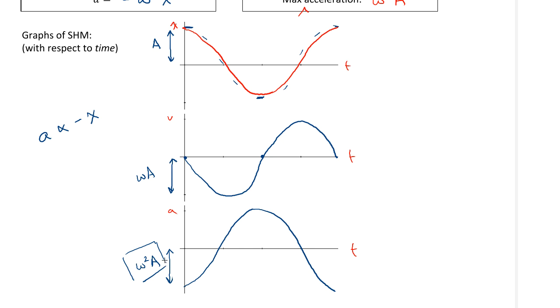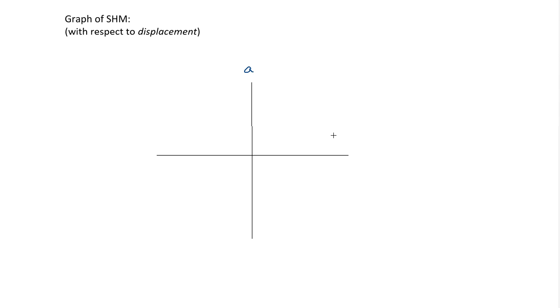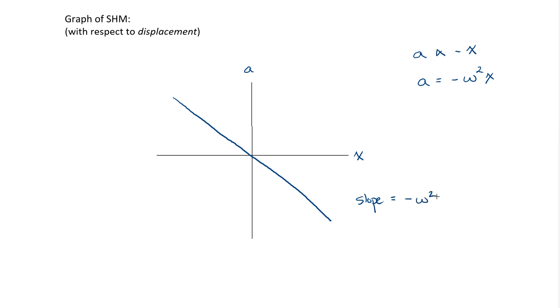Now let's finish up by looking at acceleration displacement graphs. So if we want to graph acceleration versus displacement, again, acceleration is proportional to the negative of displacement in simple harmonic motion, and now we've seen that acceleration is equal to the negative of the angular frequency squared multiplied by the displacement. So in this graph, we should have a straight line going through the origin with negative slope. And the slope of this graph is equal to negative omega squared.